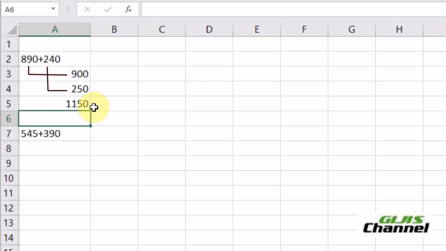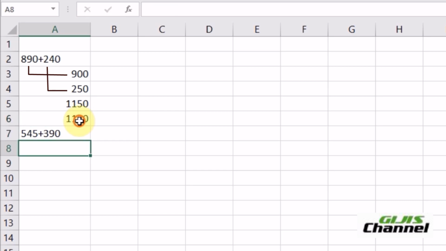If the answer is 1150, the answer is wrong, because when we rounded up we added 10 here, and for 240 we added 10 there, so we added an extra 20. So we need to subtract the extra number we added. 20 we added, so 1150 minus 20, because we added 10 here and 10 here. So we subtract the extra numbers we added. So 1150 minus 20 is 1130. That is the final answer.